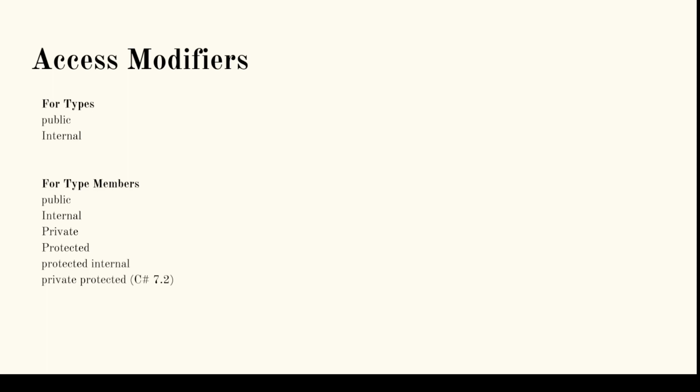For types, meaning for classes, enums, structures, and all other types, we can only provide the public and internal access modifiers. But for a type member, we can provide public, internal, private, protected, and protected internal. For a type member, we can provide any access modifier. There is no restriction. So let's go back to Visual Studio and understand this with a simple example.